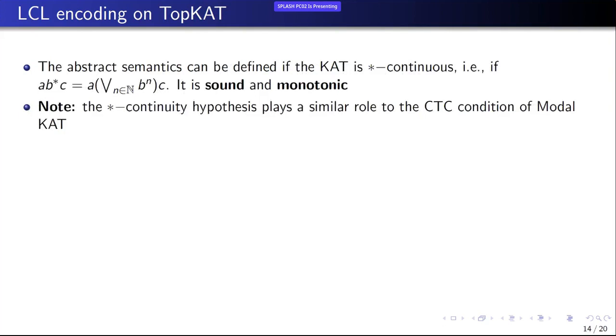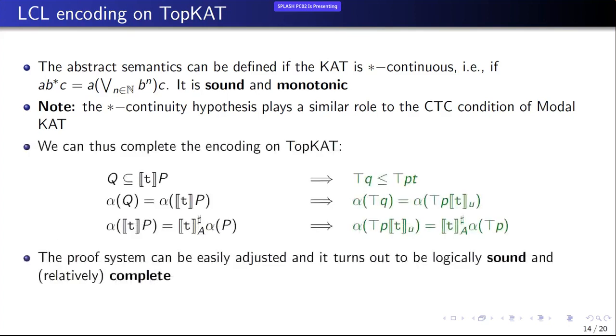And it turns out that this works. And under this star continuity hypothesis, which plays a very similar role to the CTC hypothesis, we can define an abstract semantics, which is sound and monotonic. We can proceed with the construction of the validity of the LCL triples, even in this context. And here we have the formulas. And it turns out that the resulting proof system is logically sound and complete, again.